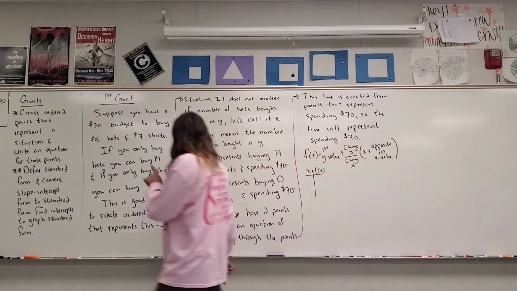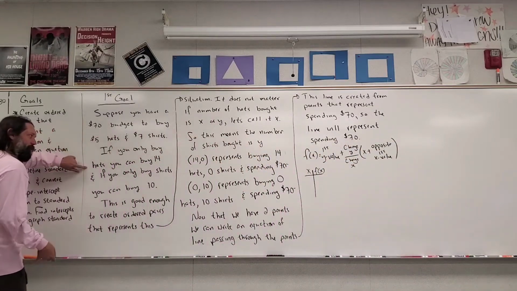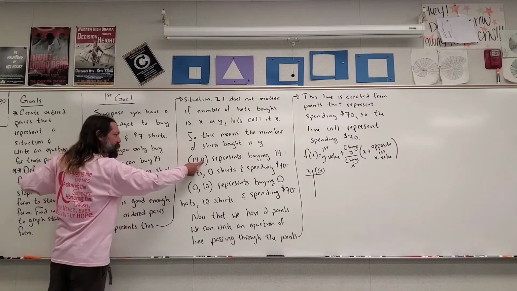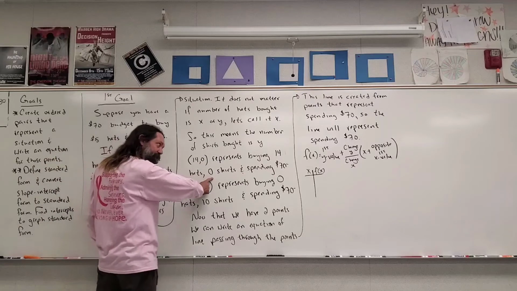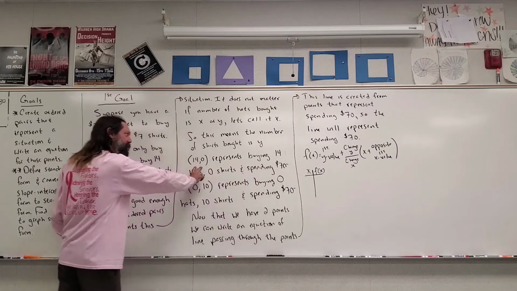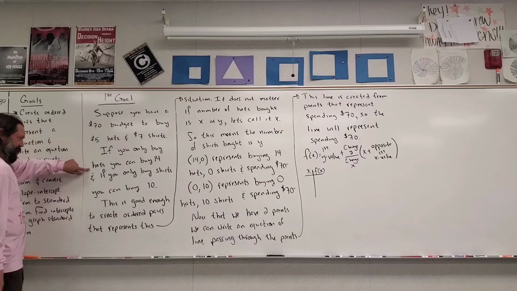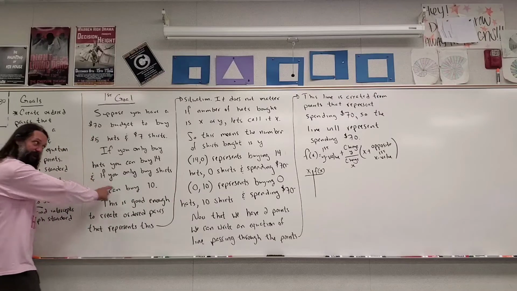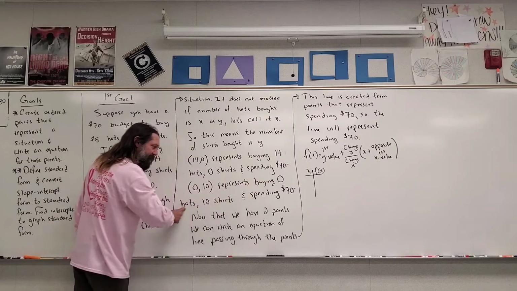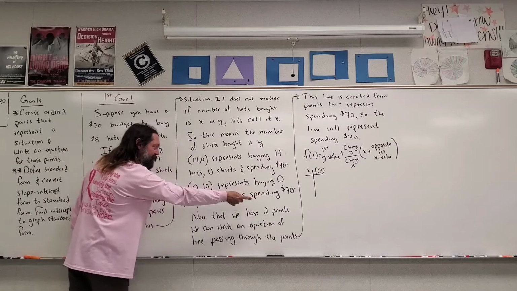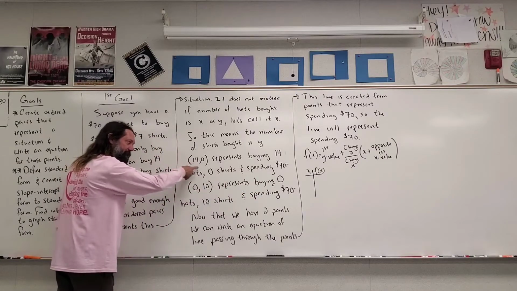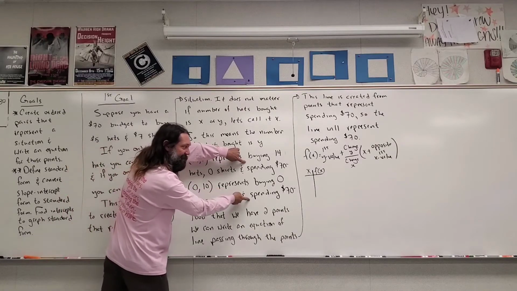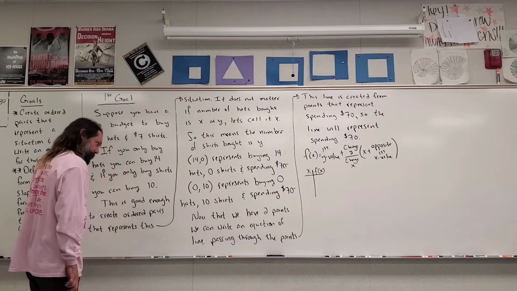So we already know that if you buy 14 hats and 0 shirts, this represents buying 14 hats, 0 shirts, and spending $70. So this is our first ordered pair created from this sentence. The second ordered pair is created from this part of the sentence, and this represents buying 0 hats, 10 shirts, and spending $70. Remember, X is number of hats, Y is number of shirts. And both points represent spending $70. Keep that in mind, it's very important.